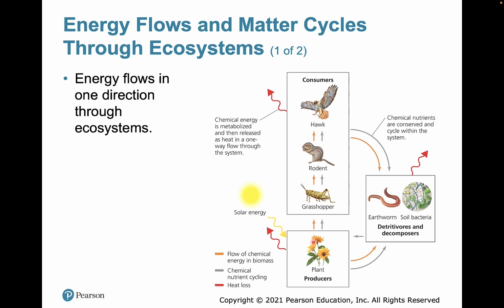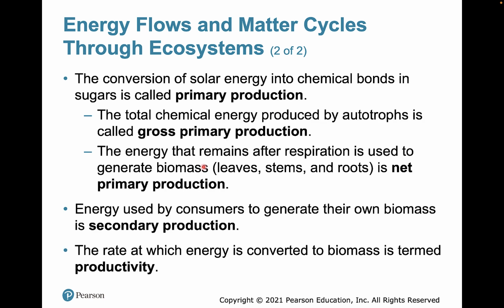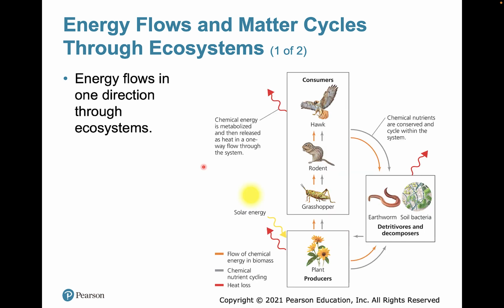As energy flows, it can't break the laws of thermodynamics. So the energy doesn't disappear, it gets lost. It gets converted into non-usable energy, mostly heat. So energy flows in one direction, from producers up. That's super important to understand.